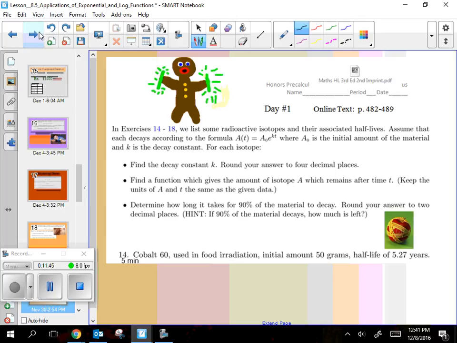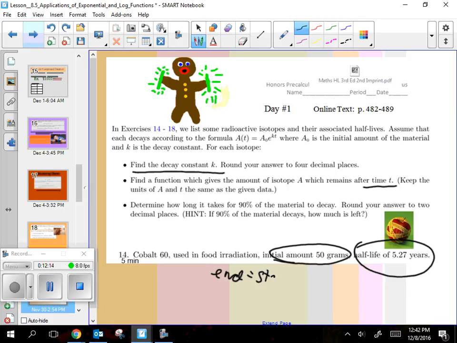All right, so here we go. This one, I know it seems like so many words, but basically, here's the info you need. Initial amount is 50, half-life is 5.27. You're going to stick it into the formula and find k first. Once you've found k, you write that equation that has a t in it. Leave t in your equation. All right, so I'll help you get started. So the first step is it's always the end equals the start times e to the kt. My end, I don't know yet. My start is 50, and my time is 5.27.